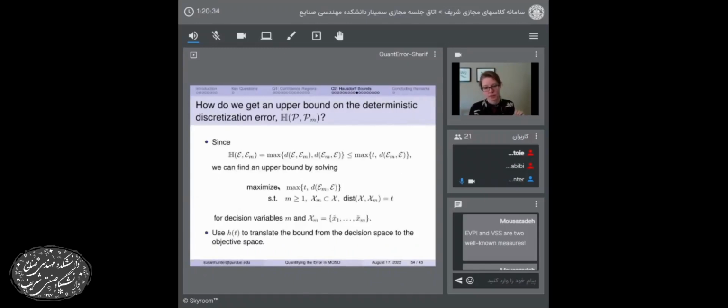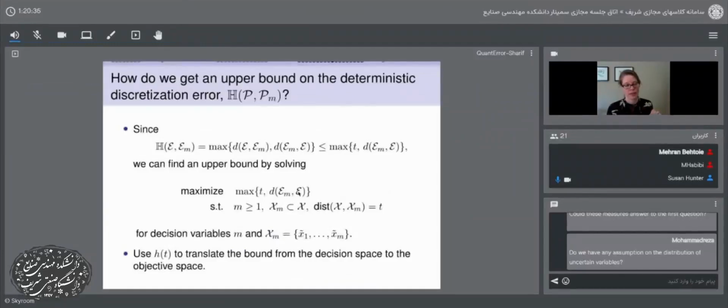Essentially, what we need to do is find an upper bound by solving an optimization problem where we rearrange the points we're sampling, but we do it in such a way that we preserve t, so the value of t is the same. We can add points, that is okay, but we want to maximize this distance from EM to E. That will give us an upper bound. So we're going to rearrange all the points in the decision space until we get as far away as we can get. And then if we can solve that problem or get an upper bound on it, then we can use h of t to translate the bound from the decision space to the objective space.